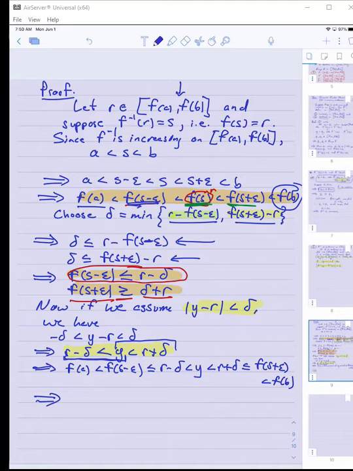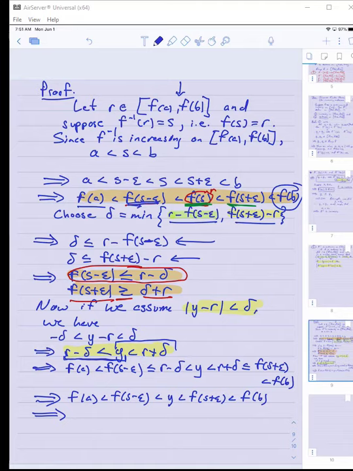Okay, so now we've got a big long string of inequalities. And the part that I'm really interested in, because I don't really need everything, let's just clean it up a little bit. I'll leave the f of a there. I'll leave the f of s minus epsilon there. And let's just cut out the r minus delta and the r plus delta and just knock it down to y so that we have y trapped in between f of s minus epsilon and f of s plus epsilon, and all of it is trapped between f of a and f of b. So now those are all strict inequalities, no equals.